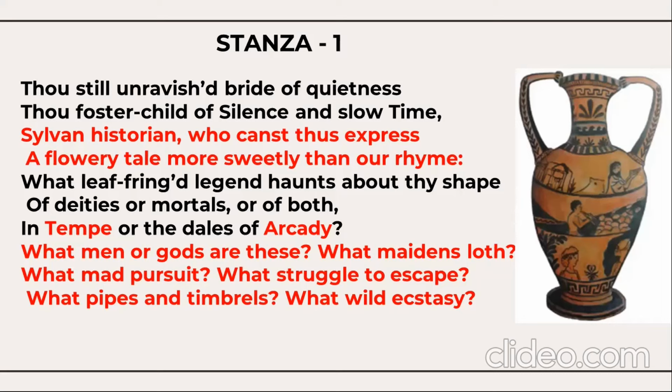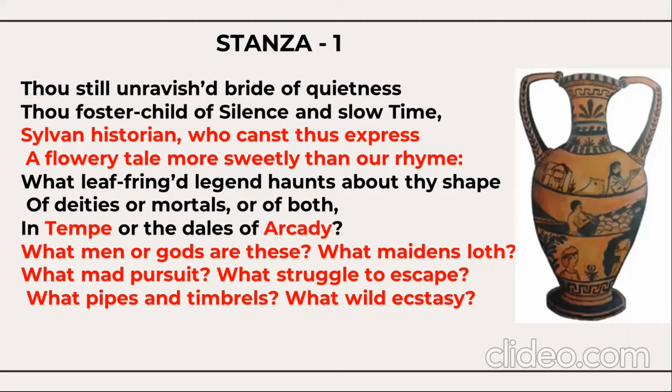In the second line, the poet says, thou foster child of silence and slow time. Here, the urn is the child of silence and time. Slow time means it is not affected by time's progress. So usually what happens, time runs very fast, but here it is not happening like this because we are talking about an urn which is not alive.